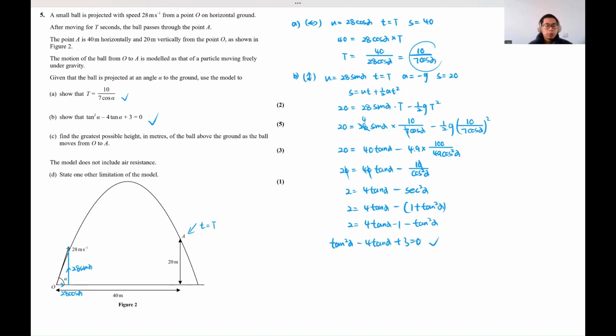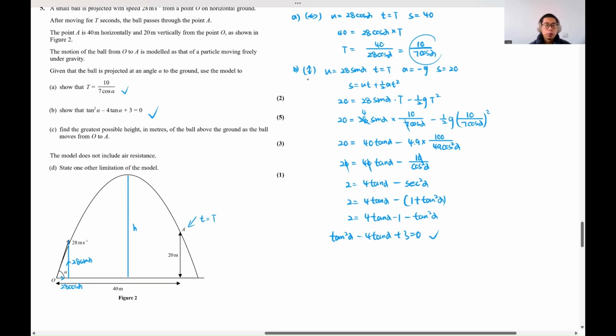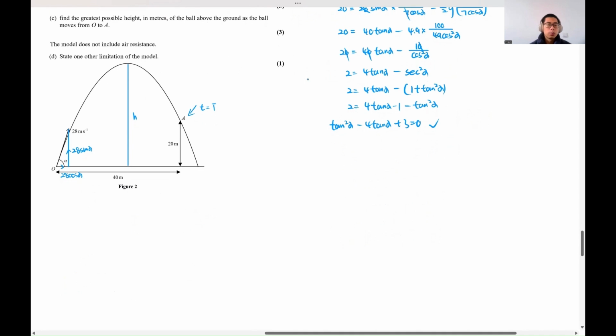Okay, part C, we want to find the greatest possible height in meters of the ball above the ground as the ball moves from O to A. So basically, we're looking for what's the greatest possible height above the ground. So we're looking for what's this height. For this one, we know when the particle reaches the greatest height, velocity has to be equal to 0.